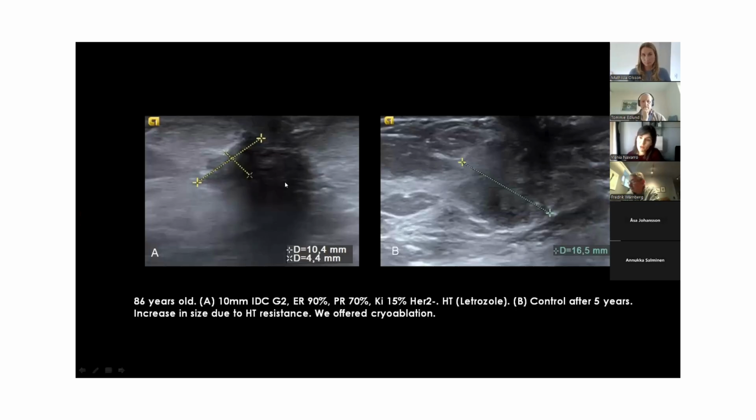And this is one of those cases of a recurrence that I was explaining to you before. She was an 86-year-old woman with a 10 millimeter invasive ductal carcinoma, hormone receptors positive. She was not a candidate for surgery, but the diagnosis was in 2014, when we hadn't started with cryoablation yet. That's why she was only receiving hormonal therapy. But after 5 years, the tumor became resistant to hormonal treatment, which is very frequent. This was in 2019, so by then we could offer her cryoablation.